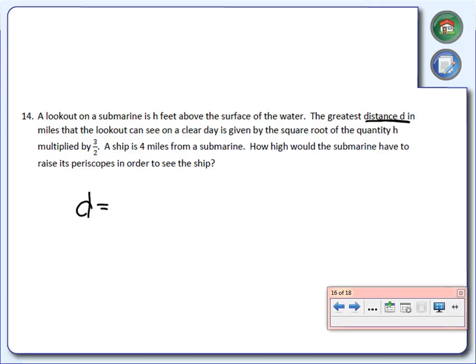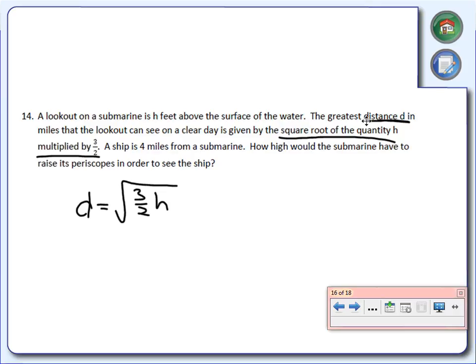And how exactly is it going to give us the distance d? Well, it tells us right here. To do that, we're going to take the square root of the quantity h multiplied by 3/2. So in other words, the square root of 3/2 h. So here's the equation we're working. Now we can answer the question.